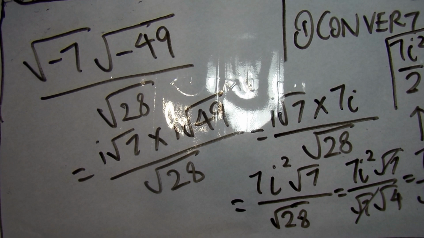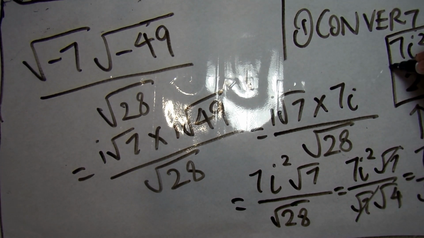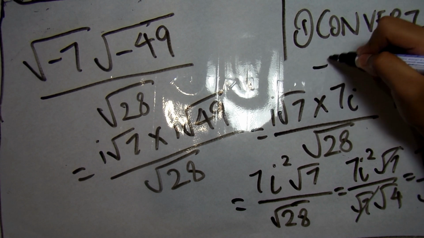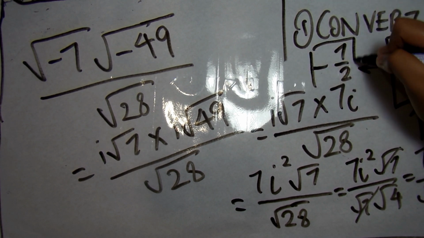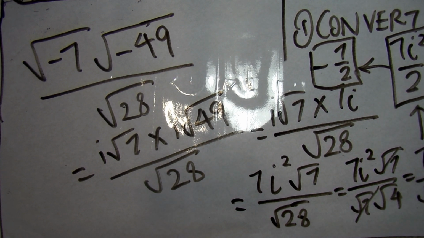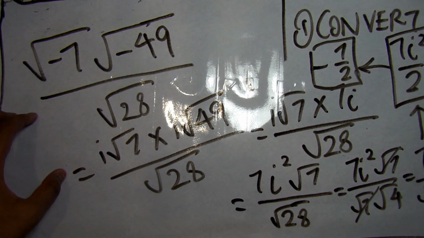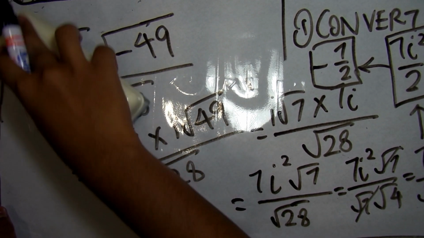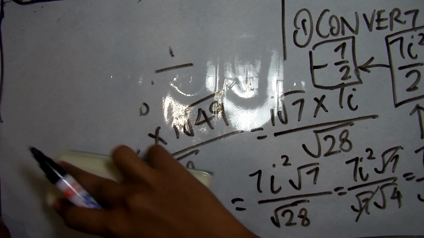That's the final answer. But we can simplify this further. This is the final answer in complex form, but to give it in real number format, we have to convert i square to negative 1, which gives us negative 7 over 2. Negative 7 over 2 or negative 3.5 is the final answer to this. This is the easiest way to convert a negative square root into a real number, and this is how we often deal with negative expressions.